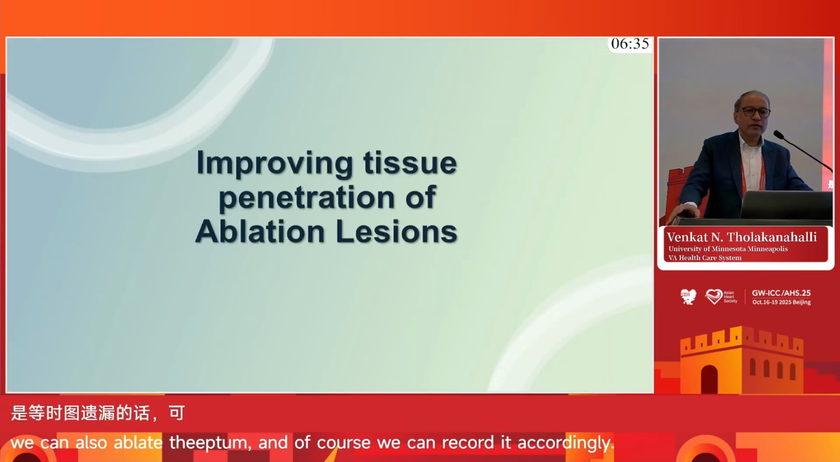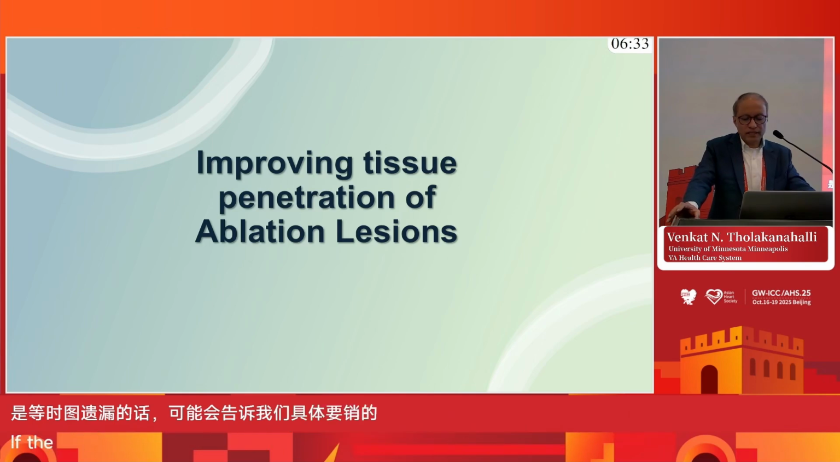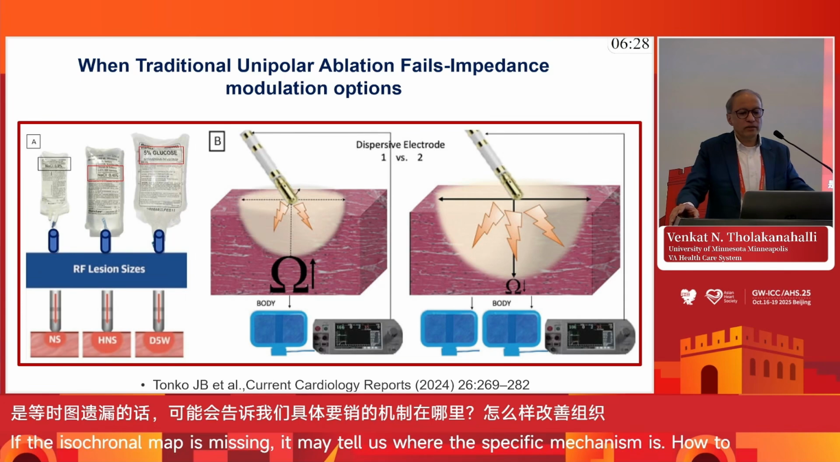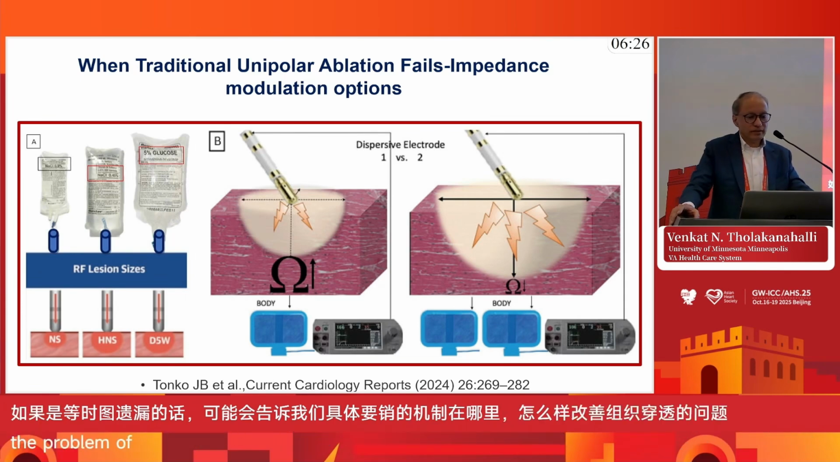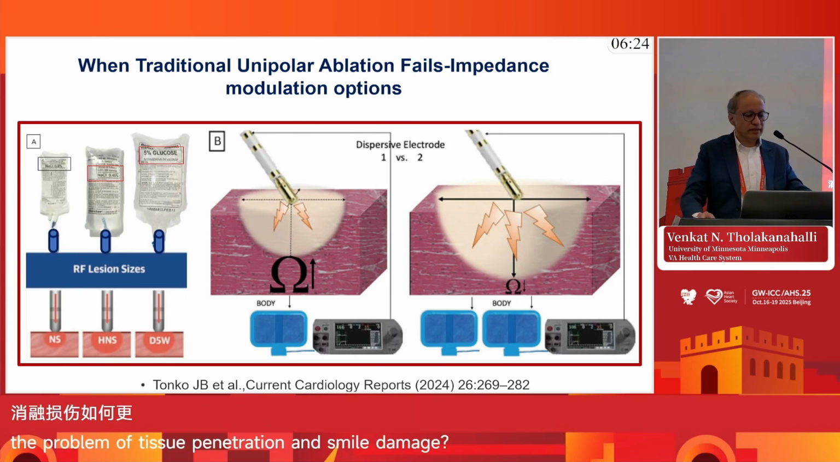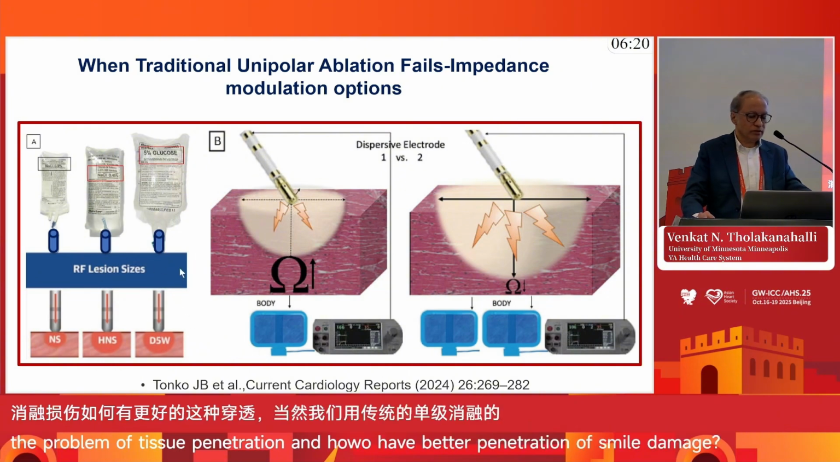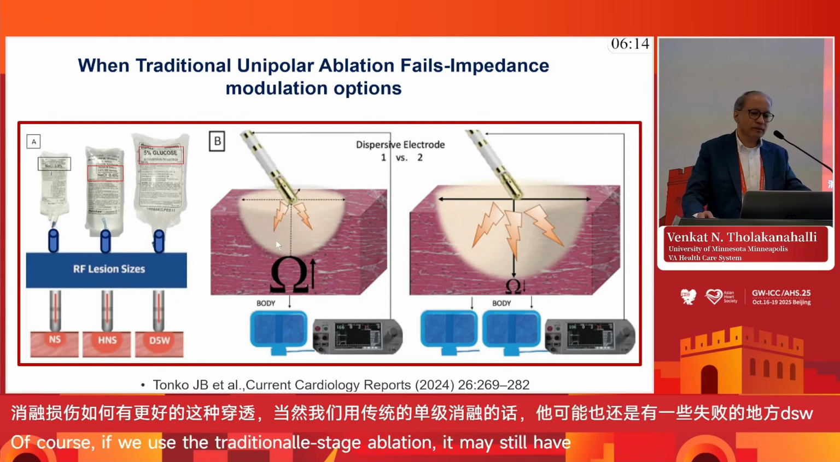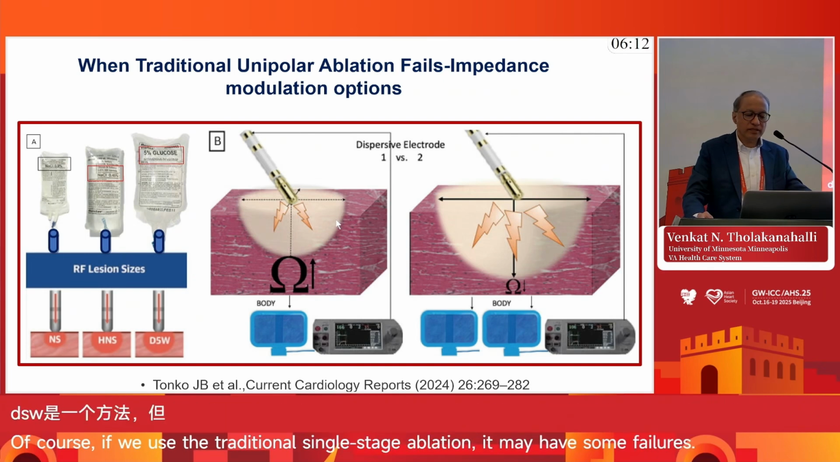So how do we improve tissue penetration with ablation lesions? One way is to change the impedance. When unipolar ablation fails, you can alter it using many things, in the form of half normal saline, or even D5W, but D5W is associated with a lot of steam pops. But half normal saline has been extensively used by many ablationists in general.